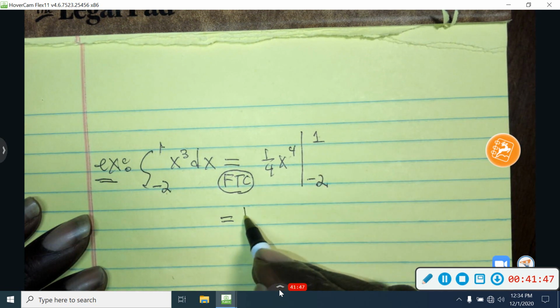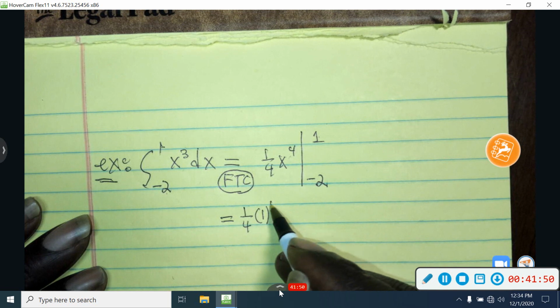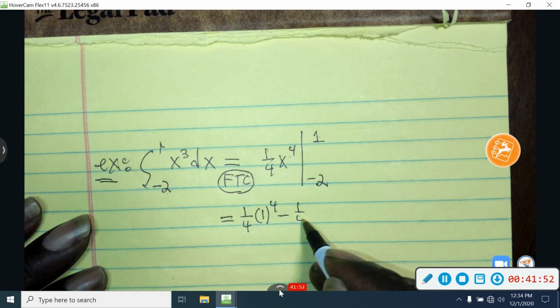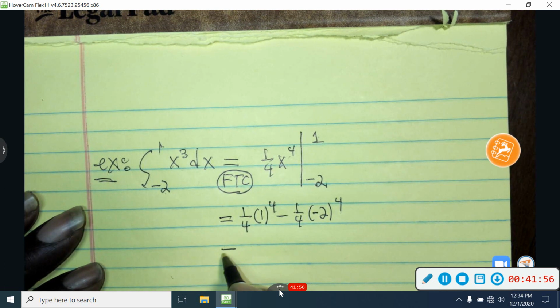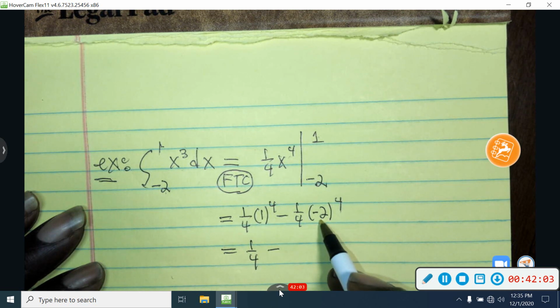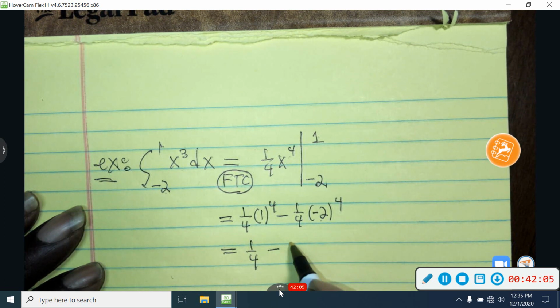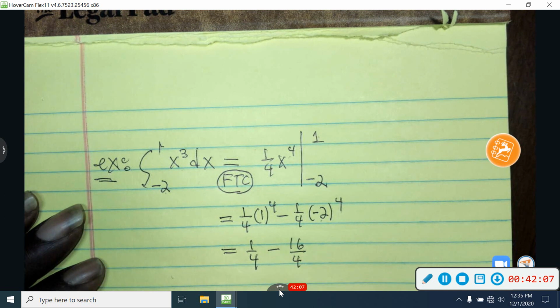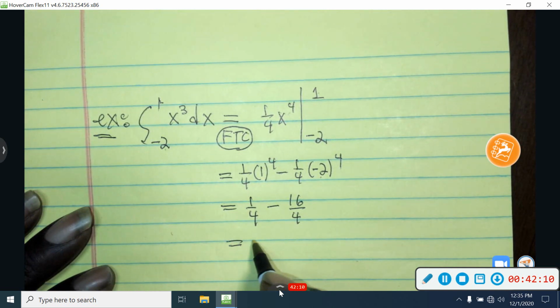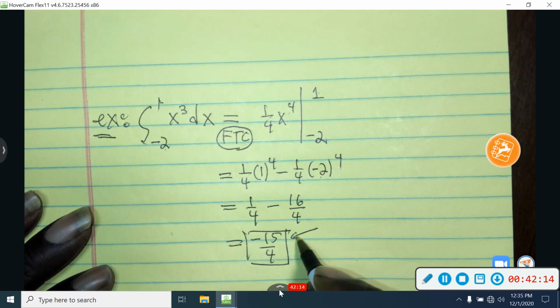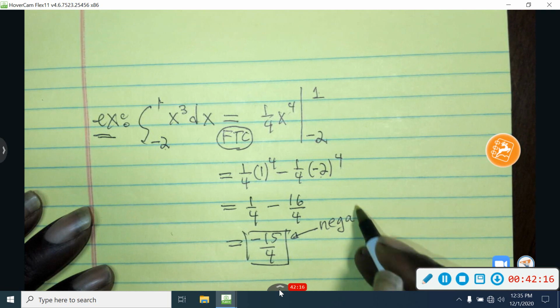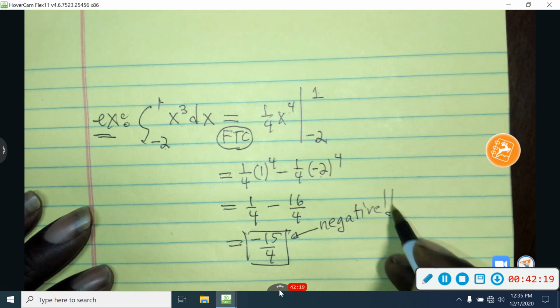Remember, the top number goes in first, minus the bottom number going in. And compute. 1 to the fourth is just 1. So here you get a fourth. Minus 2 to the fourth is 16. So you get 16 over 4. And that's minus 15 over 4. And you can see it's negative. So that's definitely not area. Area is never negative. Ouch.